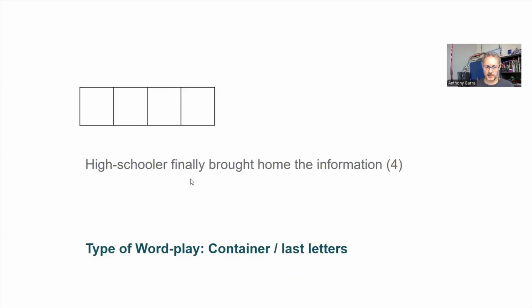High schooler finally brought home the information. So here we have one of my favorite types of clues. First we have the definition, and in this case it's going to be high schooler, which matches teen. And then finally is a word indicating that we want to look toward the end of something. So finally is telling us to look at the last letters of brought, which is T, and then E, N. So another way to get to teen is through the wordplay, finally brought home the information.